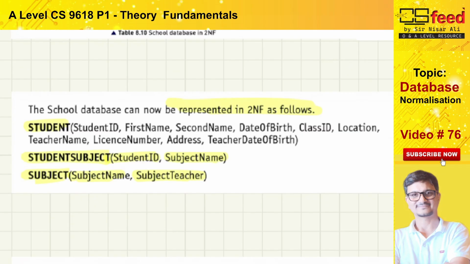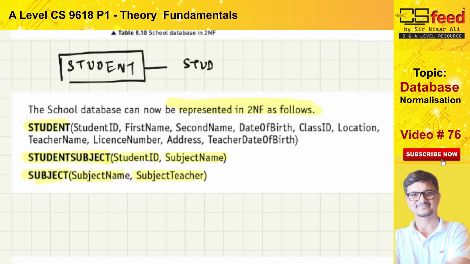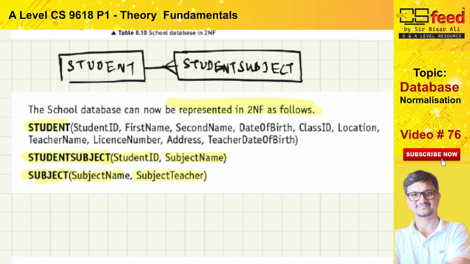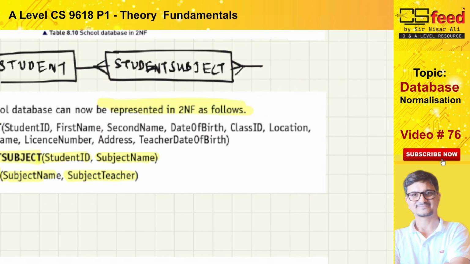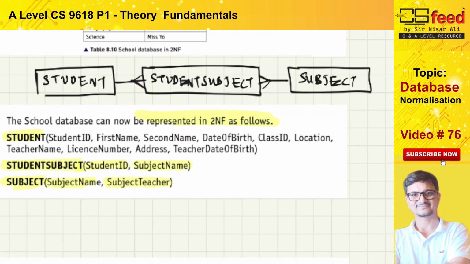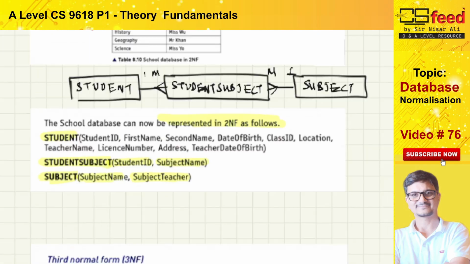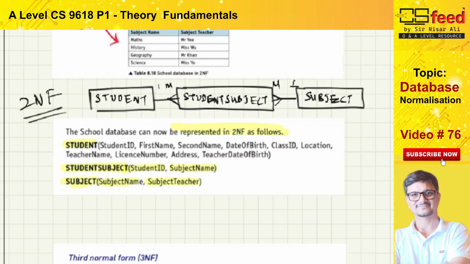All right. So this also shows the way we created the relationships. Basically, this is the student, then student subject, then here it is. And see the same one-to-many relationship. This is one, this is many, this is many, this is one. So the same thing is implemented, and this is the 2NF. This is the 2NF. All right.